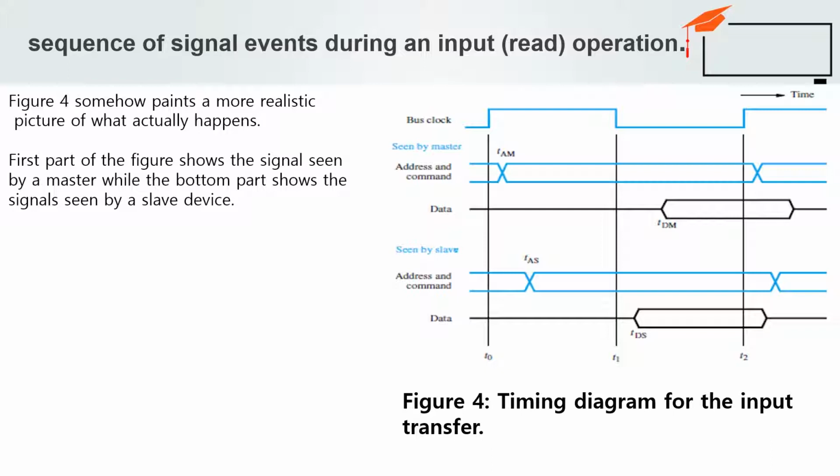In this figure, two views of every signal can be seen. Signal transitions can be seen by different devices at different times, because signals travel through different devices at different times. The first part of the figure shows the signal seen by a master, while the bottom part shows the signal seen by a slave device.